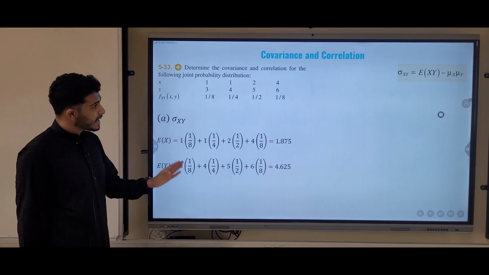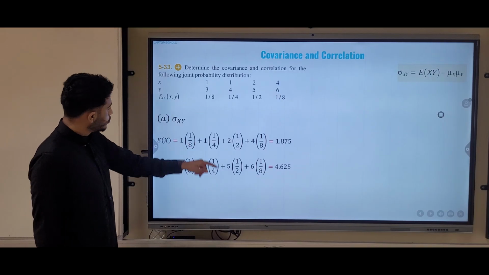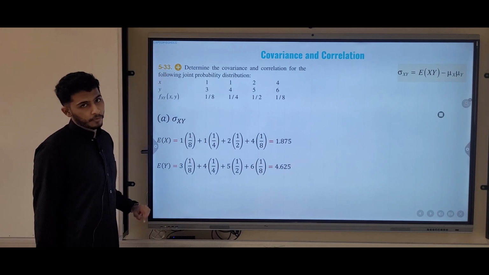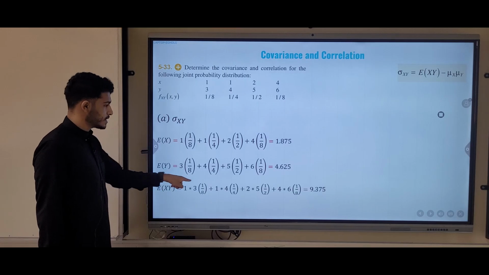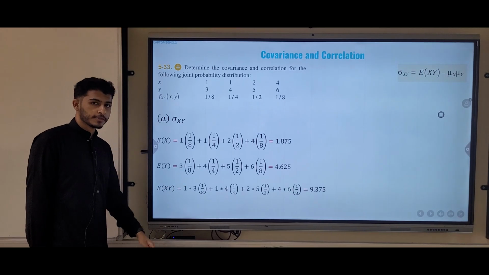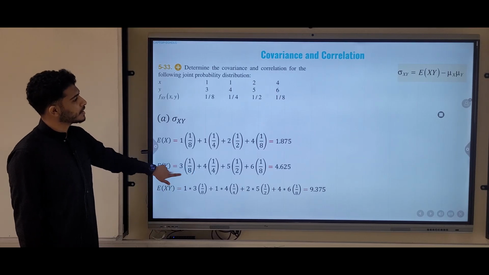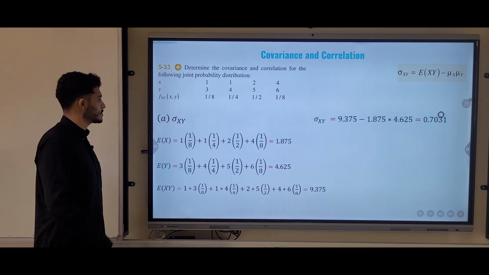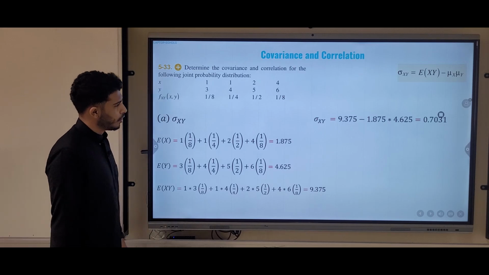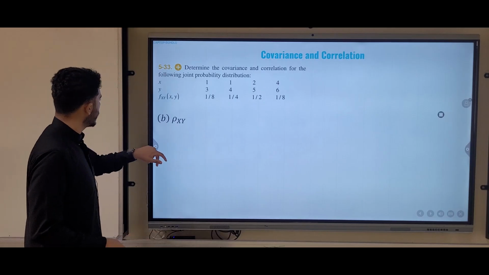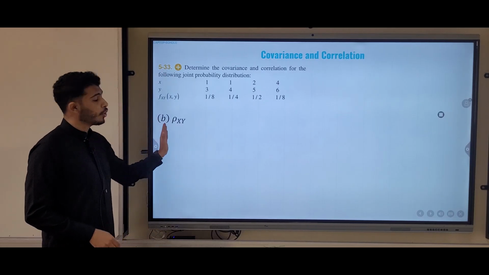For the expected value of xy, you multiply x by y, and then you multiply the product by the probability. So it should look like this. This is how you find the expected value of xy. With this, we have everything we need, and we can find the covariance easily. The covariance is 0.7031.